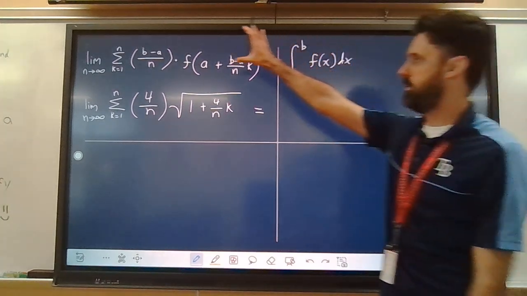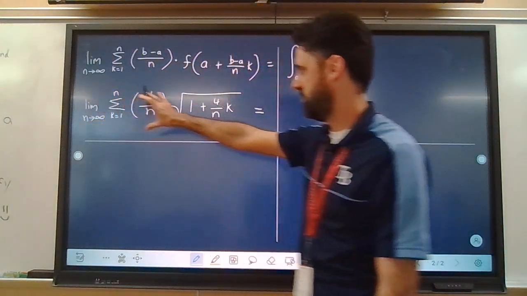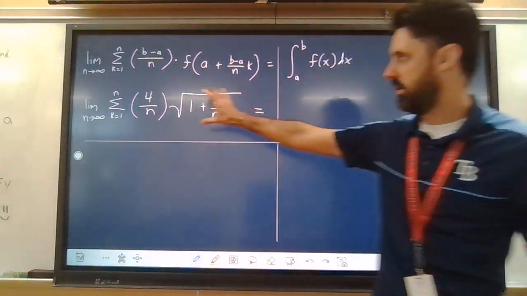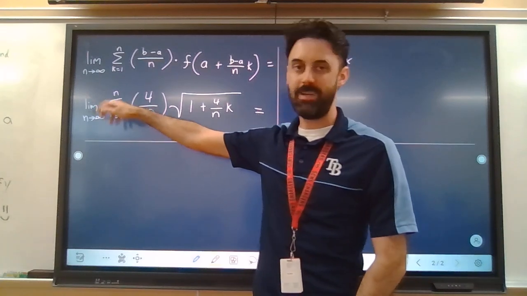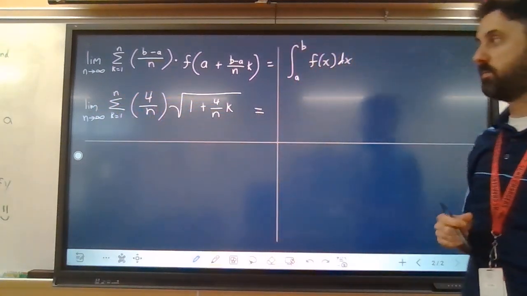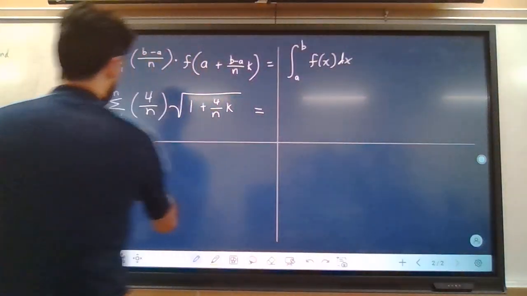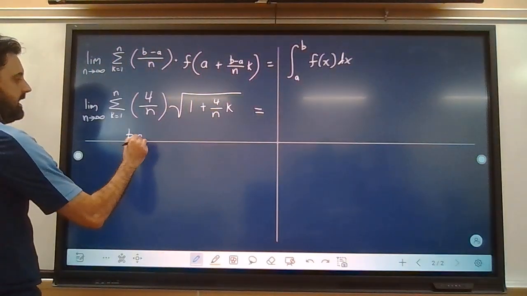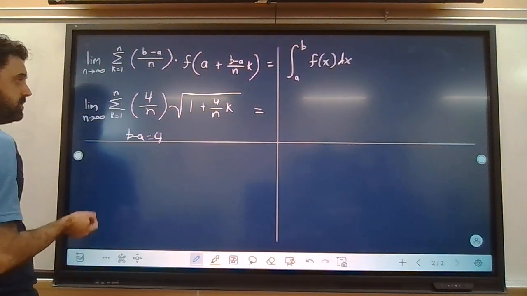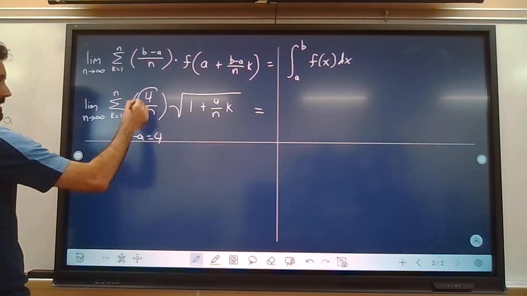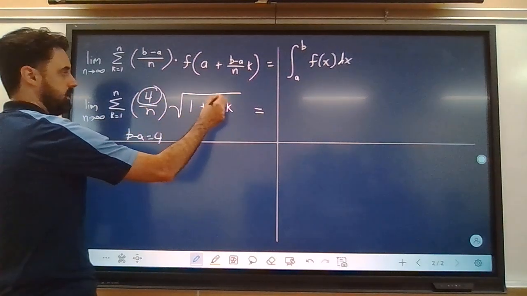So again, I listed the formula up here, okay? And I've given us a question. You do not have to remember all this stuff. It's going to be written in the question for you as long as it's multiple choice. But here's what I can see, okay? I can see that b minus a is equal to 4. And it shows up two places, right? It shows up right here, and it shows up right here.